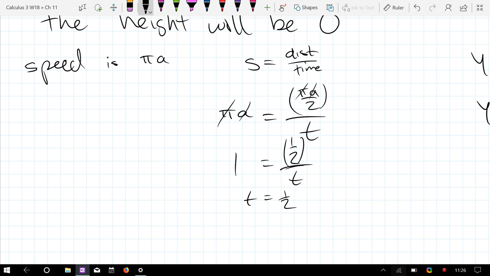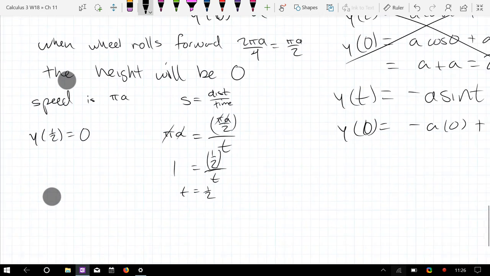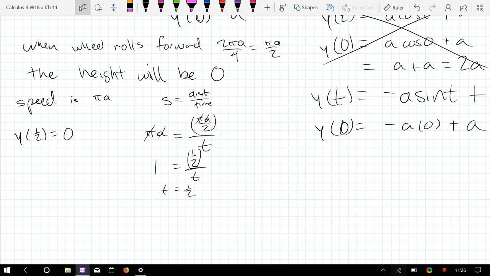Okay, so now I know the t value, and we just said that y of this t value should be 0. So y of 1/2 better equal 0. So we got an issue right here. When I plug in t is 1/2, I have no idea what sine of 1/2 is. So we're going to need to scale our input right here.